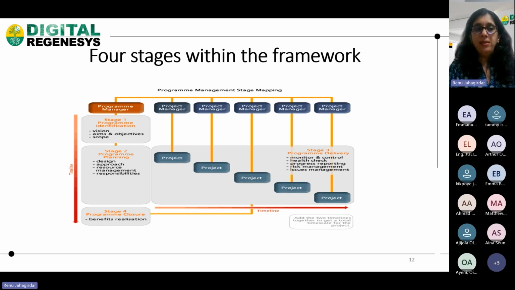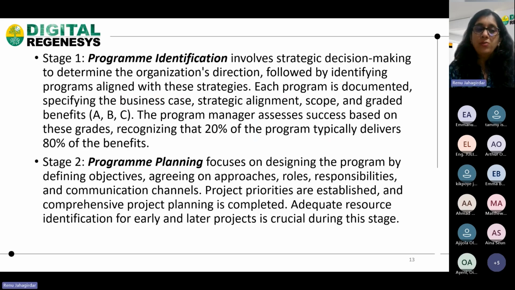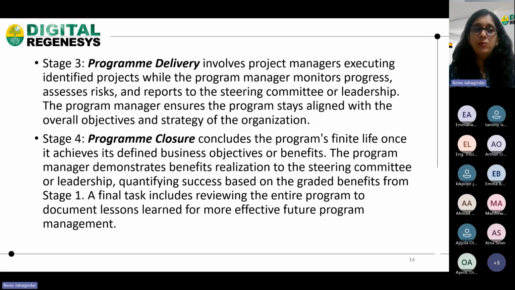Okay. Now, what did I try to tell you just now? I tried to tell you these are the 4 stages within the framework. Stage 1, 2, 3, 4. So I just tried to tell you what should be the approach of program management. First of all, you identify the programs, you plan the program. Then you work on the delivery of the program, and then you close the program.